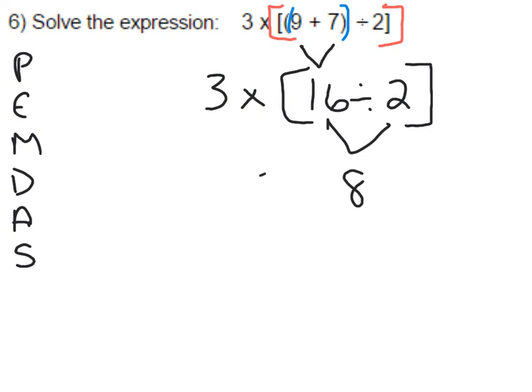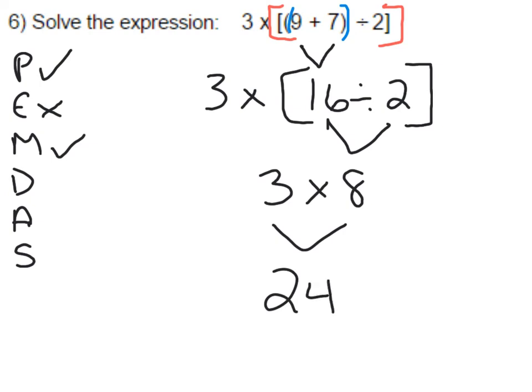So now the last piece I need to do is to multiply. So I've done parentheses, there's no exponents. Now there's multiplication. So I'm going to do that now. 3 times 8 gives me a final answer of 24. Nicely done if you got the same answer I did.